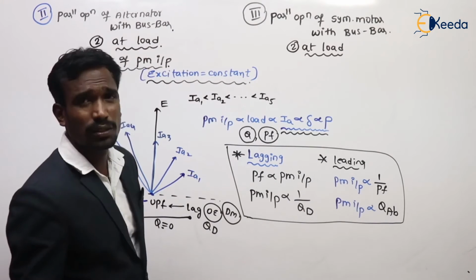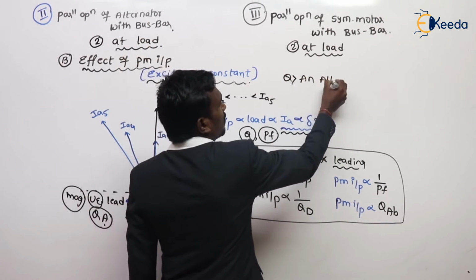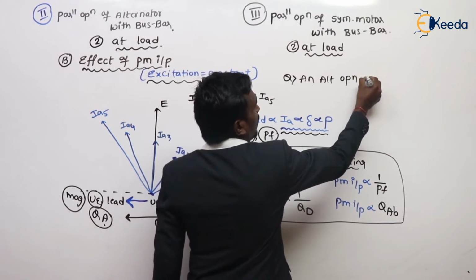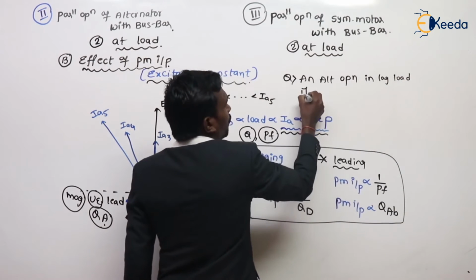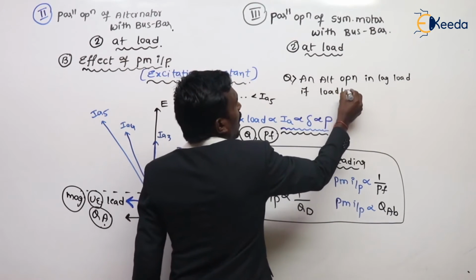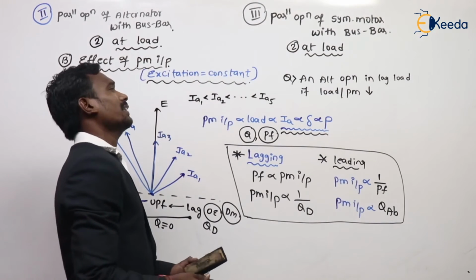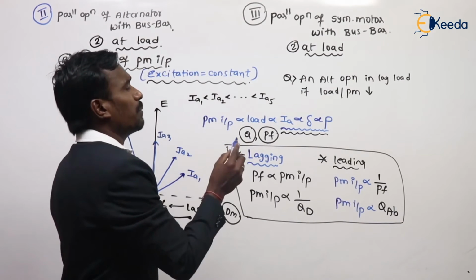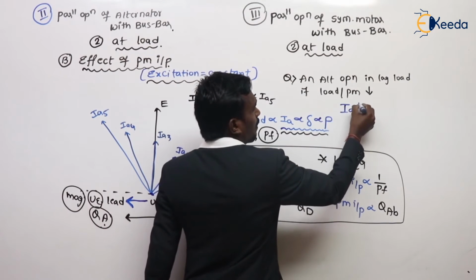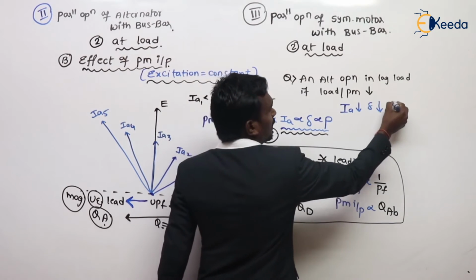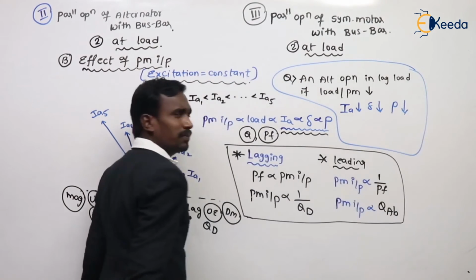How will they ask questions? For example, an alternator operating in lagging load, if prime mover input or load decreases, then what happens? When the prime mover input or load decreases, armature current decreases, load angle decreases, and power decreases. These are the common points I said already.